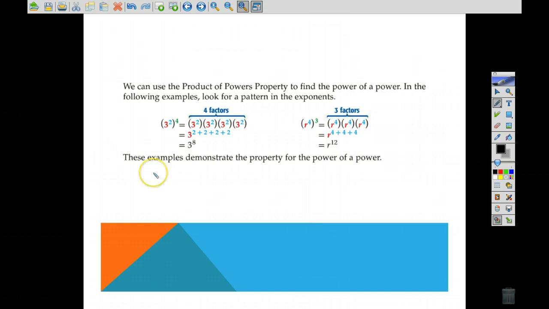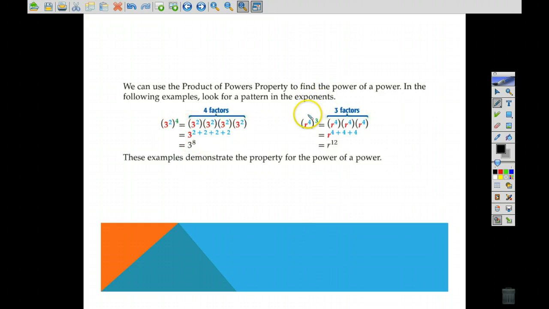All right. So we can use the product of powers property to find the powers of a power. In the following example, look for a pattern in the exponents. You have 3 to the second, and you have that to the fourth power. So 3 to the second times 3 to the second times 3 to the second times 3 to the second. You do that 4 times, and you see a pattern here. You're going to add 2 plus 2 plus 2 plus 2, which is 8. So you have a 2 here and a 4 there, and it became 8.